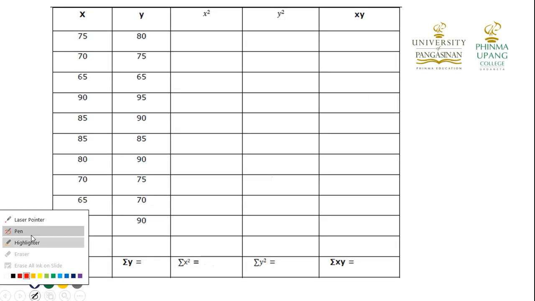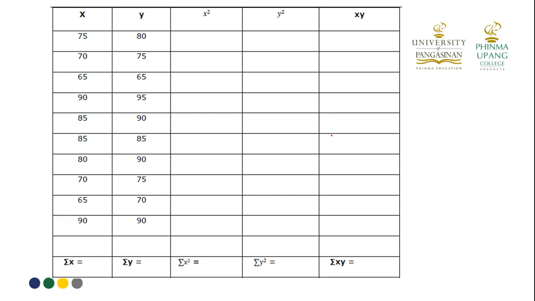Madali lang naman yung solving niya, parang parehas lang doon sa ating previous lesson. So all you need to do is get the x squared of 75. What is the x squared of 75? Please calculate number 1, 75 squared is. Open your mic po or you can utilize our chat box. Yes, Luis. 5,625.